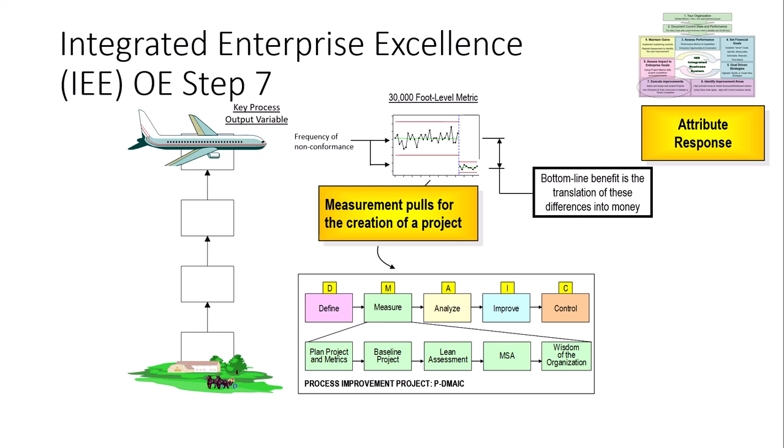Note what I'm suggesting: it is really important to have these 30,000 foot level metrics reported with a project, so that whenever we have an enhancement from the project, we can actually see statistically the benefits of what we did with our project.